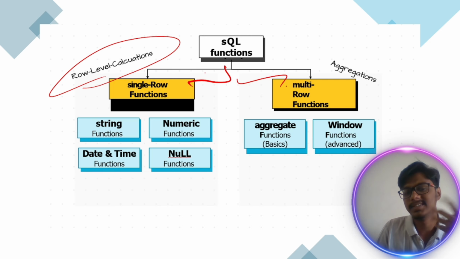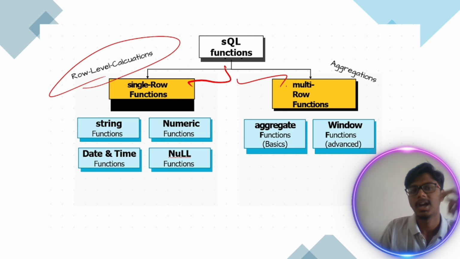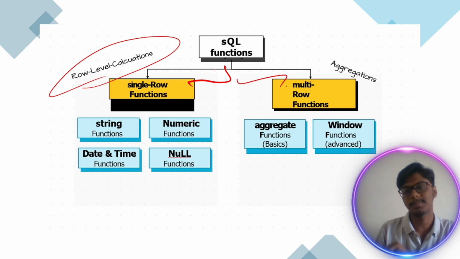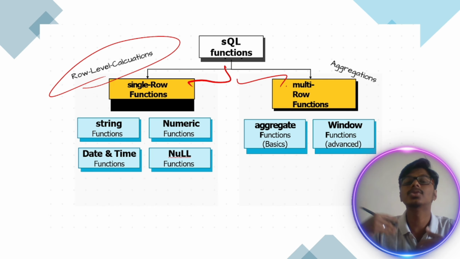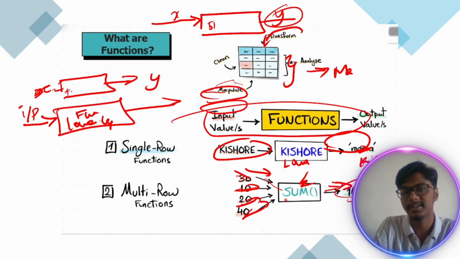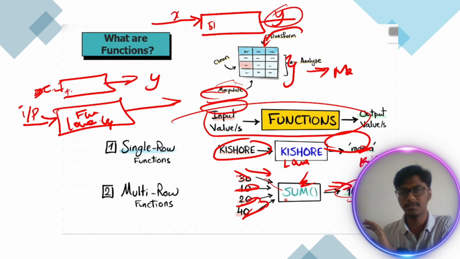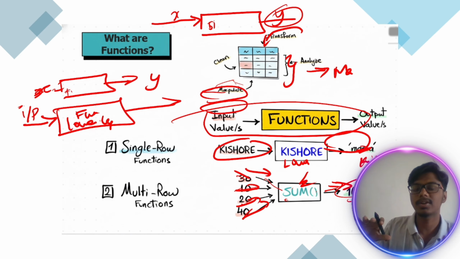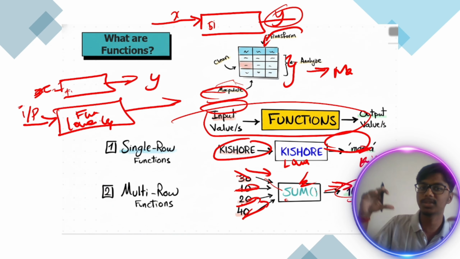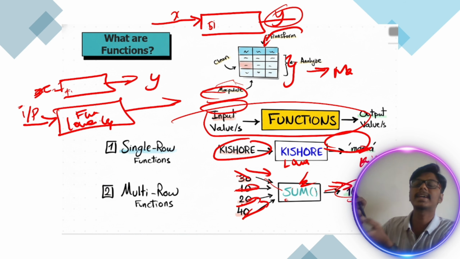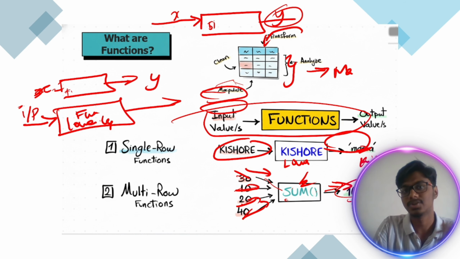So basically, we have discussed that SQL functions are of two types: single row functions and multi row functions. I have told you what is meant by single row functions. As the name itself suggests, if we give one value to a function, we get one value back. That's a single row function. And a multi row function is where we give multiple values to a single function, and we get one single output value. As the name suggests, we have discussed this so far.